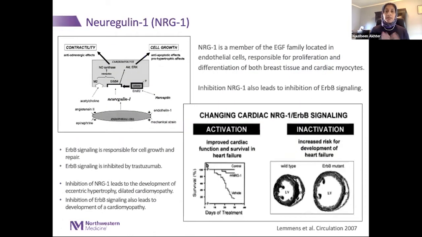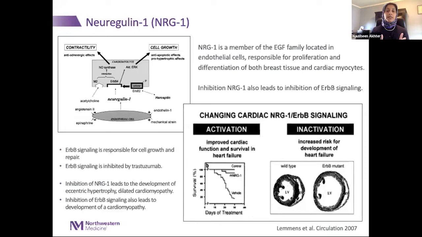It was really because of the unforeseen cardiotoxicity with trastuzumab that it became evident that neuregulin 1 was also involved in heart failure. Neuregulin is a member of the EGFR family. It's located on endothelial cells. It's responsible for proliferation and differentiation of both breast and cardiac myocytes. Inhibition of neuregulin 1 leads to inhibition of the ErbB signaling pathway, which is also inhibited by trastuzumab. You can see here in this animal knockout model that inhibition of neuregulin leads to the development of a dilated cardiomyopathy, similar to what we see with trastuzumab.